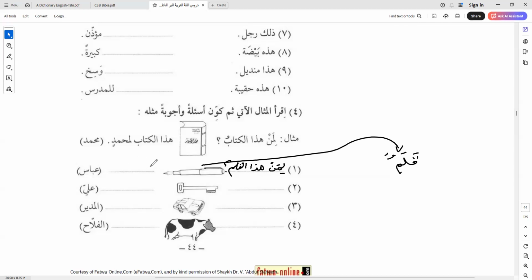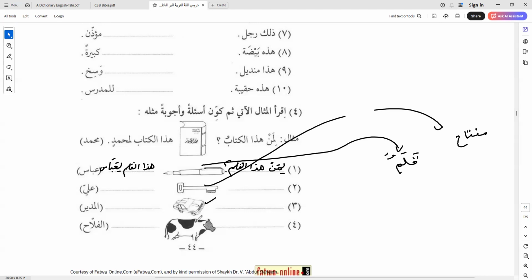Then the name is provided. Then you say, right, هذا القلم لعباس. So I'm using the name in the parenthesis. لعباس. So can you identify this? Miftah. So you have to write a question. لمن هذا المفتاح؟ And the answer: هذا المفتاح لعلي.